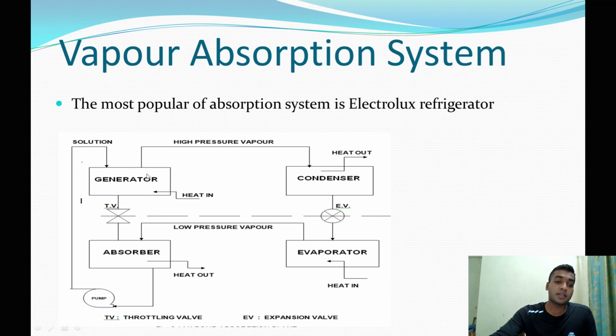Now this generator is at high pressure and heat is continuously added. Your refrigerant vapor, having the low boiling point, will vaporize while the water gets separated, and it goes to the absorber through the throttling valve. At the outlet of the generator, the refrigerant vapor will be highly pressurized, and again it goes to the condenser, condenses, and the same cycle goes on. TV stands for throttling valve and EV stands for expansion valve.